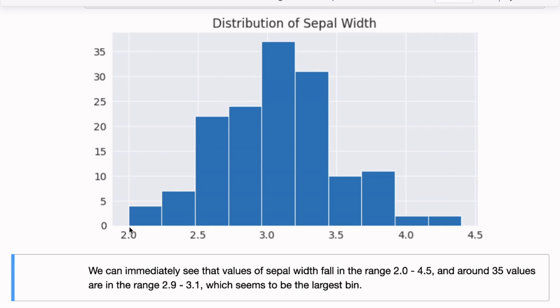So here, as we saw earlier, the range of values is from 2 to 4.4. Now this entire range of values taken by sepal width is split into 10 parts here automatically. So that's the default setting, and we can change that. So it is split into 10 intervals, and you can probably guess that this would be around 2 to 2.2, and this would be 2.2 to 2.4, and this would be 2.4 to 2.6, and so on.